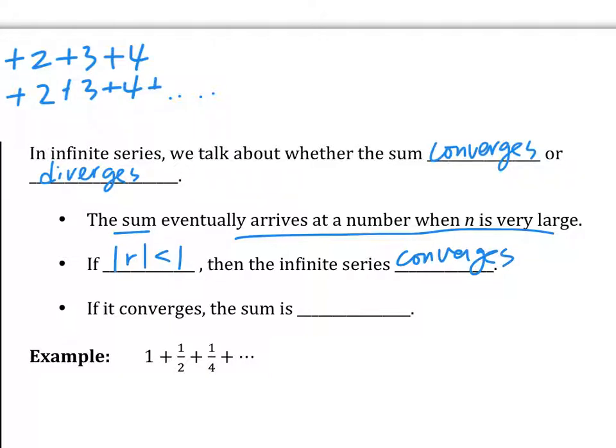If it converges, you have an infinite series sum, and that is S equals a1 over 1 minus r. That's the last formula on your cheat sheet. It's the sum of infinite geometric series. So that's the last formula I'm going to quiz you on. This is the sum of infinite geometric series.